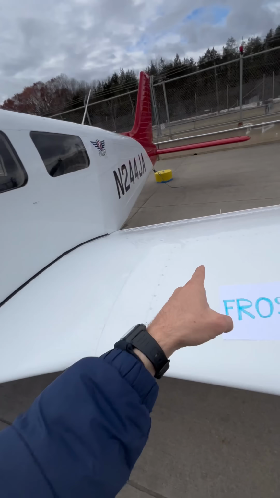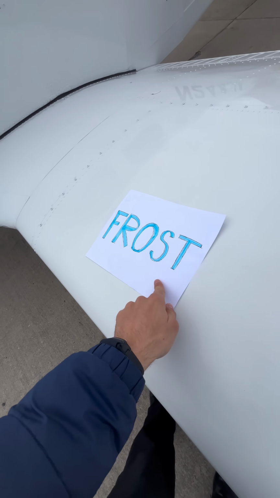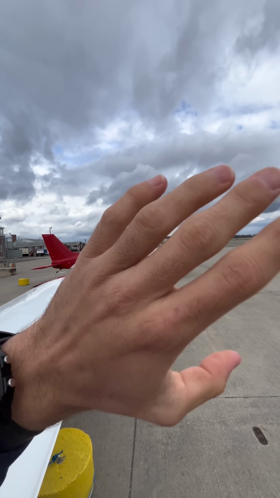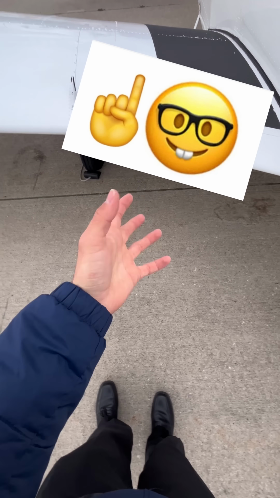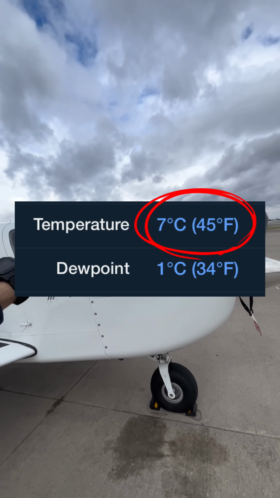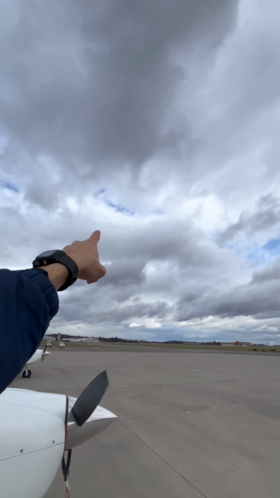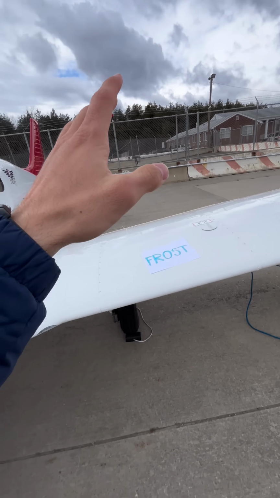Why is it that frost only ever forms on the top of a wing and never the bottom? The answer all comes down to how frost is formed. Before I explain, you must understand dew point. Dew point is the temperature at which the air becomes saturated. In English, this means that when the temperature of an air mass gets cooled to the dew point, there will be some form of visible moisture, such as clouds or fog, or in our case, frost.